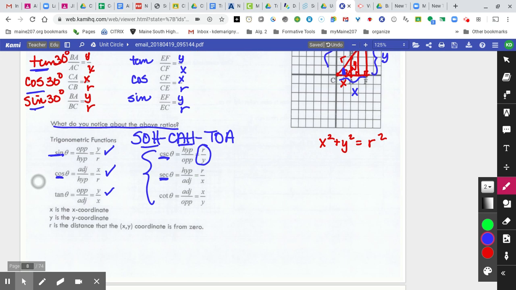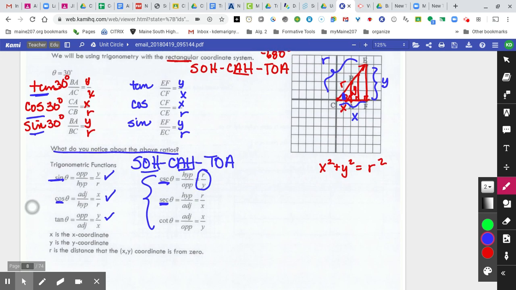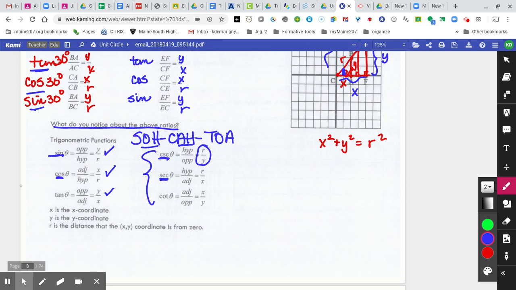Whenever we get ready to do our reference triangles in just a minute, I need you to remember that x is the x-coordinate length, y is the y-coordinate length, and r is the distance that the x and y coordinate is from 0. We will be using the Pythagorean theorem, x squared plus y squared equals r squared.